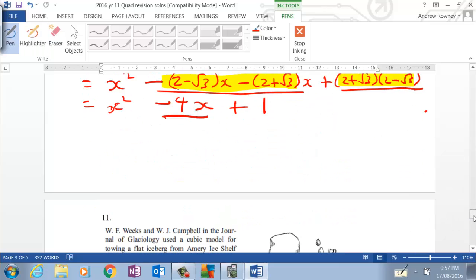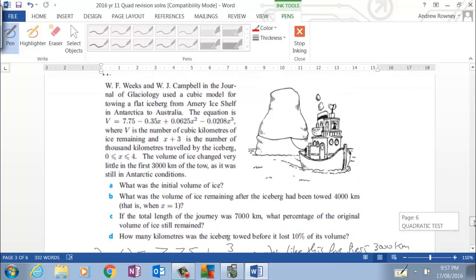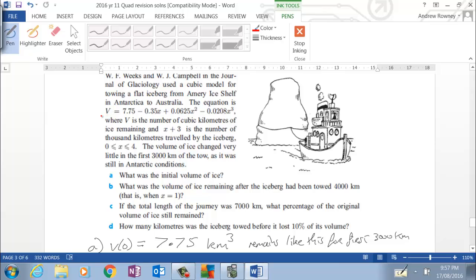And last one is towing an iceberg. The volume remaining of the ice is given by that cubic there, and that's in cubic kilometres, whereas the x value is in thousands of kilometres, and it also has the function in terms of x plus 3, where x has got to be between 0 and 4.